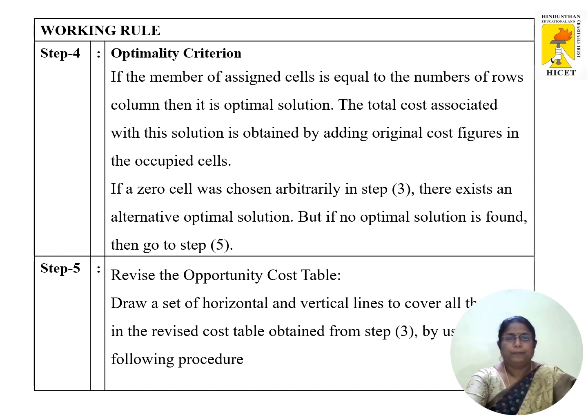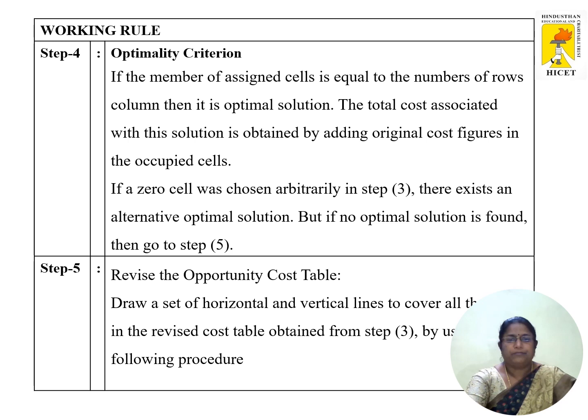Now step 4, optimality criterion. If the number of assigned cells is equal to the number of rows and columns, then it is an optimal solution. The total cost associated with this solution is obtained by adding the original cost figures in the occupied cells. If a zero cell was chosen arbitrarily in step 3, there exists an alternative optimal solution. But if no optimal solution is found, then go to the next step.